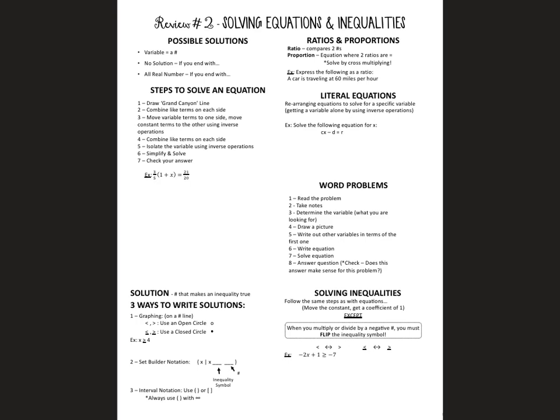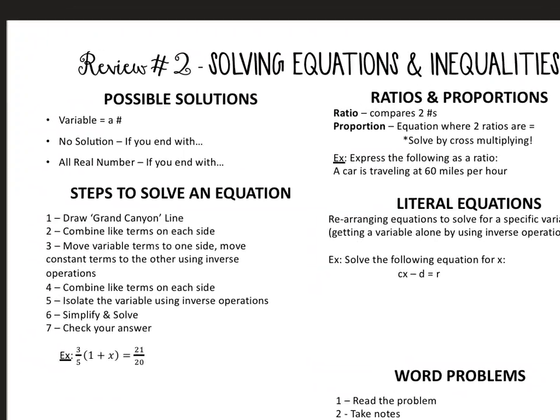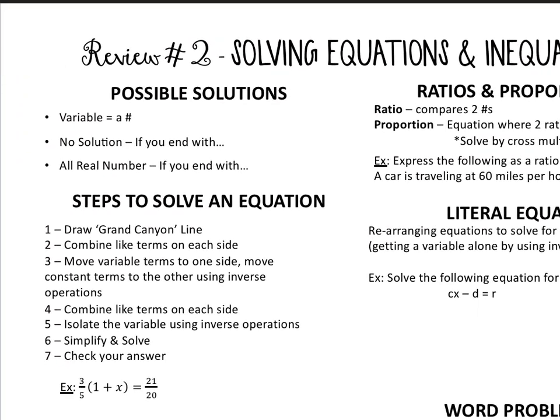This review is all about solving equations and inequalities. First, we're going to look at what your possible solutions could be when you're solving an equation. So one option is you'll end with a variable equals a number. So for example, you would end with x equals 7. Another option is you could get no solution if you end with something, for example, 4 equals 7.